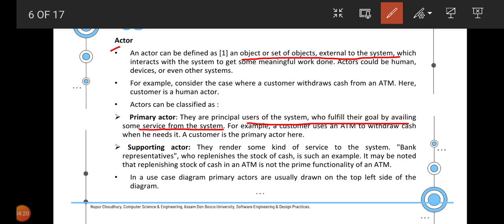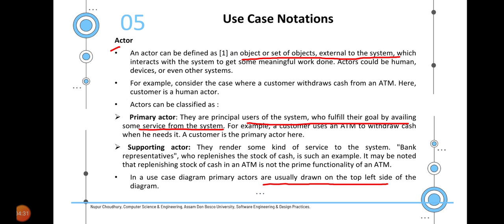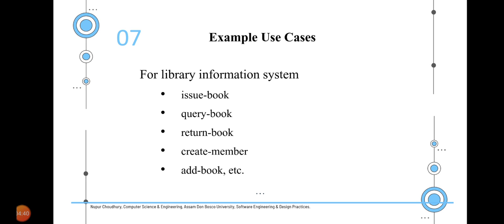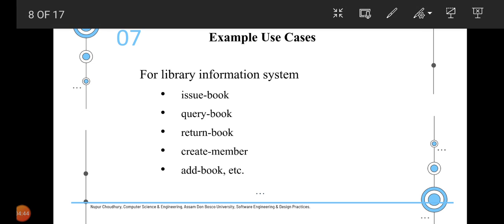These two categories of users are extremely important, and generally the primary actors are represented on the top left side of the diagram, and the supporting and secondary actors can be represented on the right side or sometimes on the left side as well. Some sample use cases are represented here. For example, for a library automation system: issue book, query book, return book, create member, add book, etc.